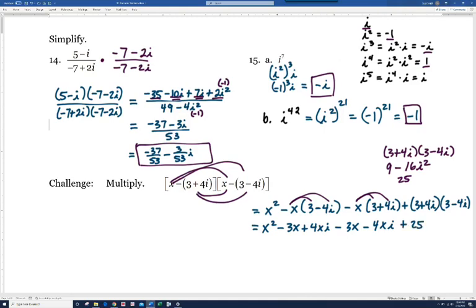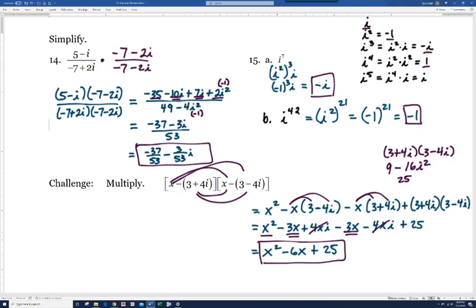Now let's see, what do we have here? We have x squared. We've got a minus 3x and another minus 3x. That's minus 6x. Notice these i terms cancel each other out, and then we have a plus 25. All right, so if you got that answer, it doesn't matter how you got it, that's good news. Notice we're doing a little bit of algebra here.